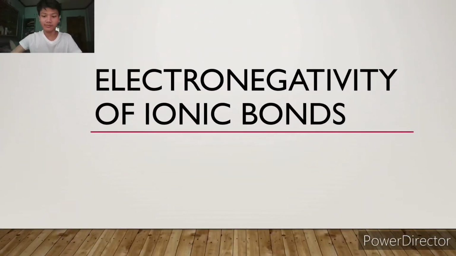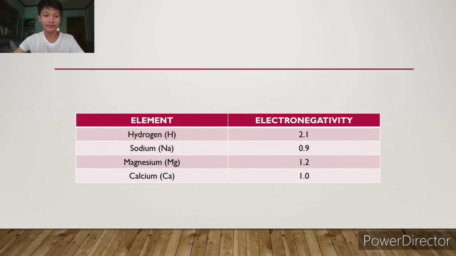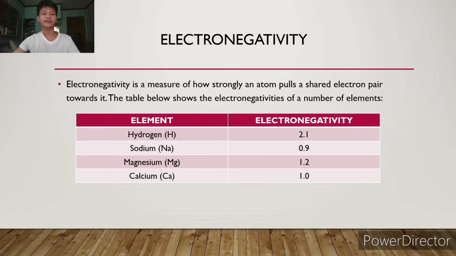Electronegativity of ionic bonds. Electronegativity is a measure of how strongly an atom pulls a shared electron pair towards it. The table below shows the electronegativities of a number of elements. For example, hydrogen has an electronegativity of 2.1, sodium has 0.9, magnesium has 1.2, and calcium has 1.